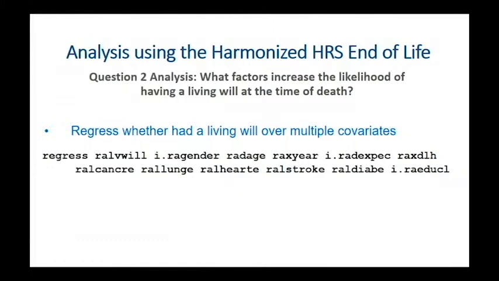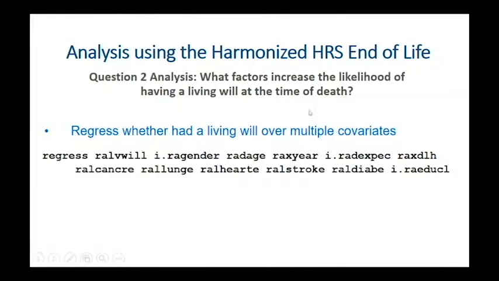So we're going to run a regression to figure out what factors increase the likelihood of having a living will at the time of death. To do this, we're going to use a command called regress. Then we're going to put our y variable or dependent variable, RALVWILL, followed by our x variables or independent variables.